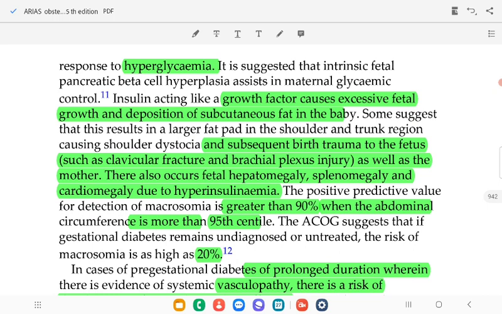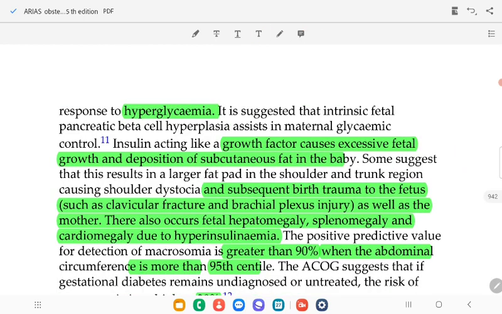There also occurs fetal hepatomegaly, splenomegaly, and cardiomegaly due to hyperinsulinemia. The predictive value for detection of macrosomia is greater than 90% with the abdominal circumference. Remember, the abdominal circumference is more than the 95th centile. ACOG says that if gestational diabetes remains undiagnosed, the risk of macrosomia is 20%.